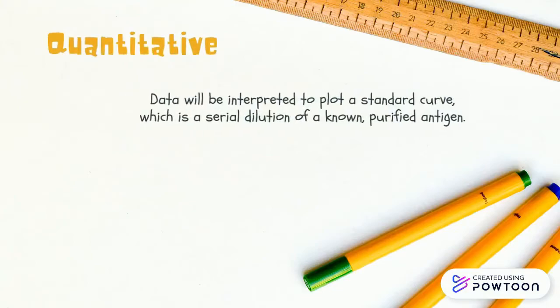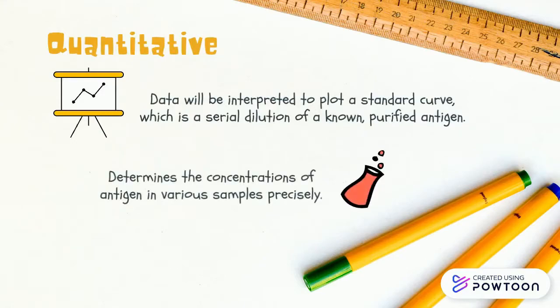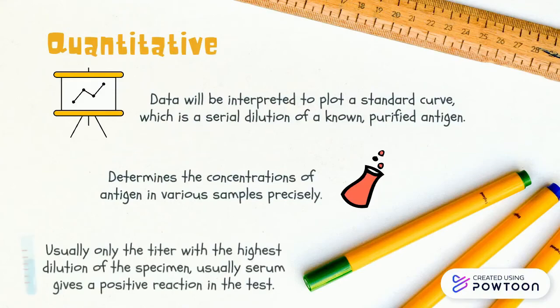For quantitative, ELISA data is interpreted to plot a standard curve, which is a serial dilution of a known purified antigen. Hence, it is able to determine the concentration of antigen in various samples precisely.